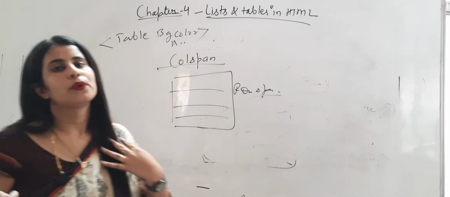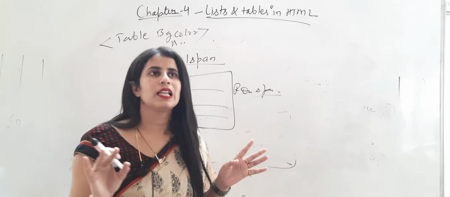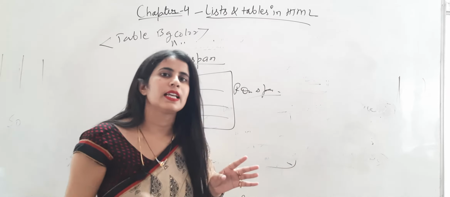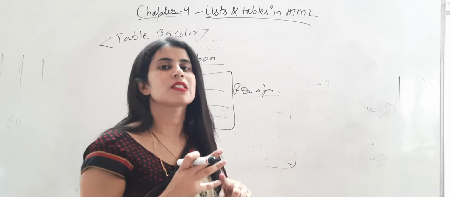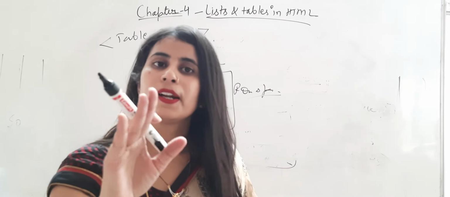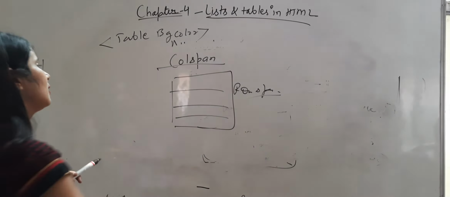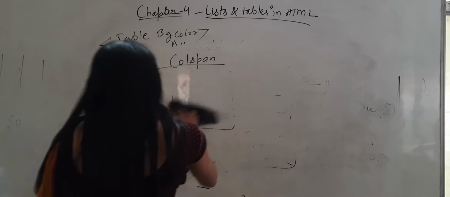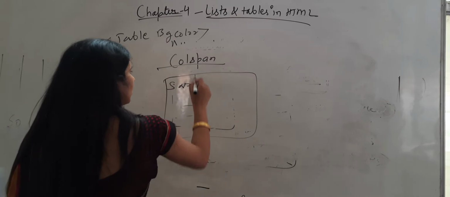Suppose I need to write names. Some names are very long, so normally when we fill in any information, they ask us first name, last name. These are all related to name. So how can we define these? We can define these by using column span. How can we do it? Suppose this is serial number. Okay, this is name.